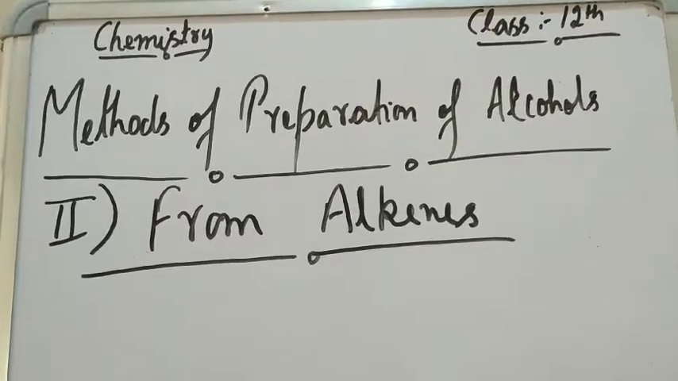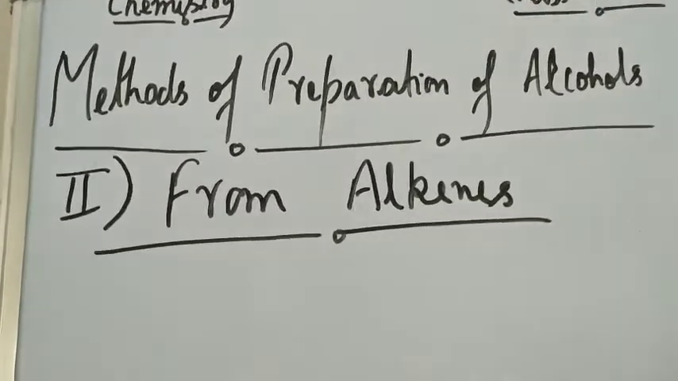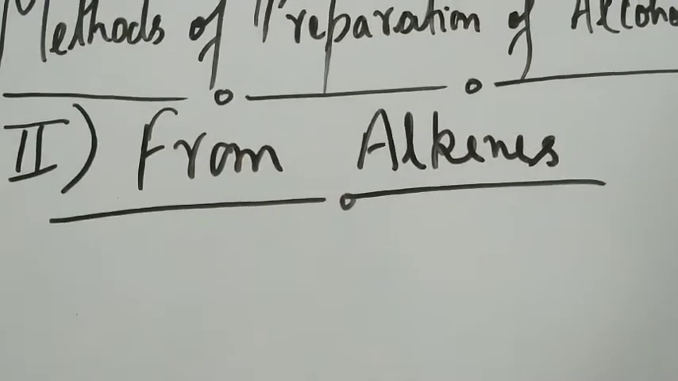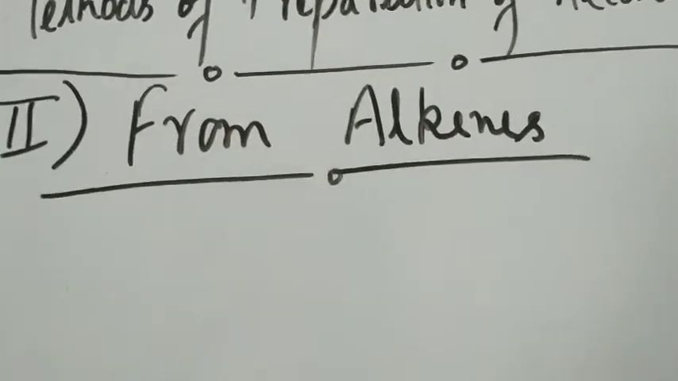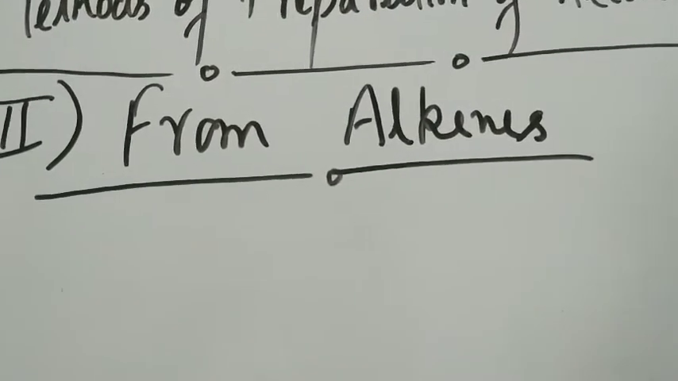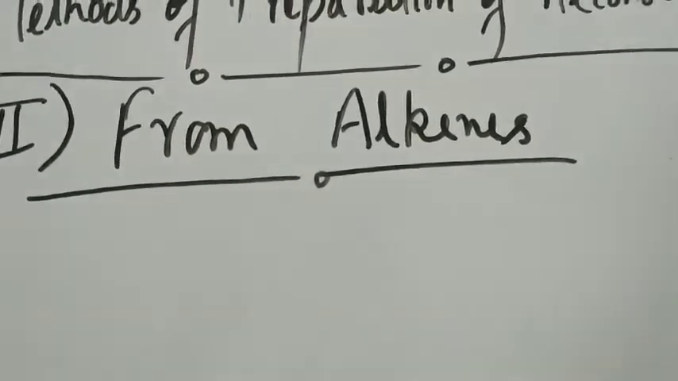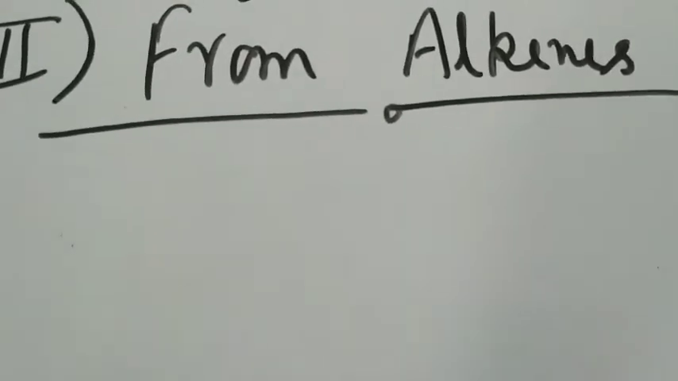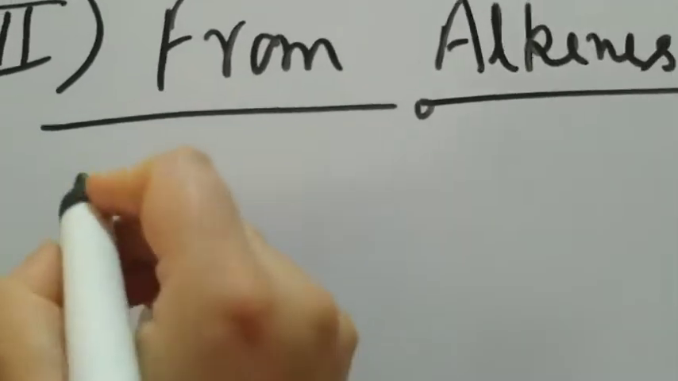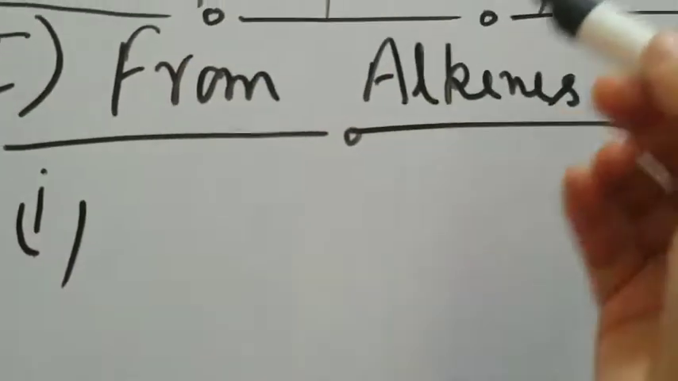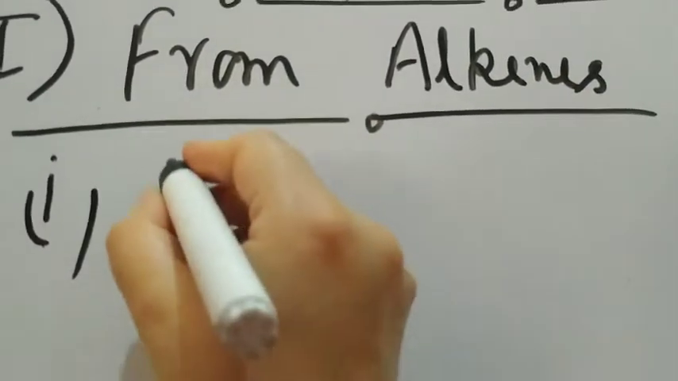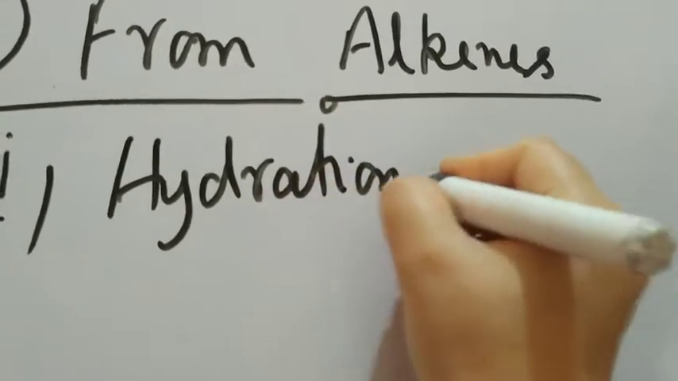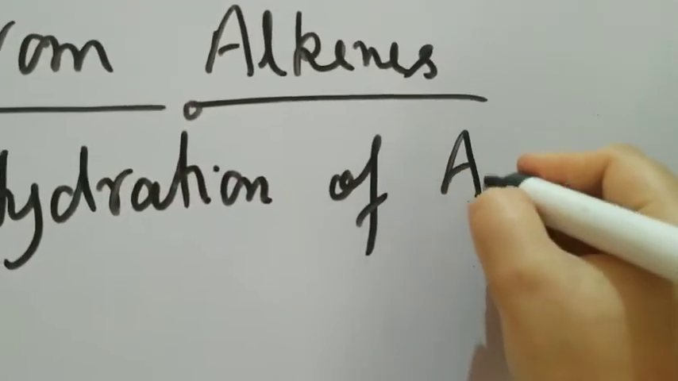So we continue with the methods of preparation of alcohols, and the second method is that we can prepare them from alkenes. It's one of the most important methods and one of the most commonly asked questions, how to prepare alcohols from alkenes. We can do this by two processes. The first one is hydration of alkenes.